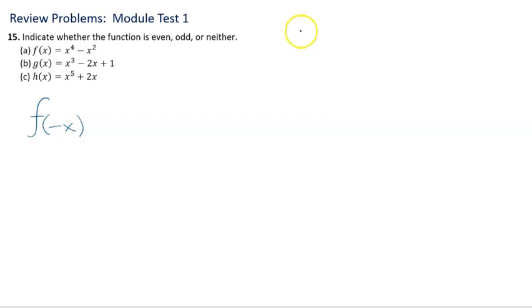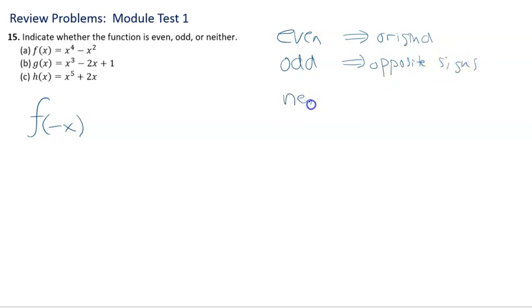So again, it's even if that gives you back the original. It's odd, think opposite. That gives you back the opposite signs. And neither, it doesn't give you either one of those. Okay, I think that's pretty obvious. But this is what you have to do. You have to plug in f of negative x. So let's do this on A.